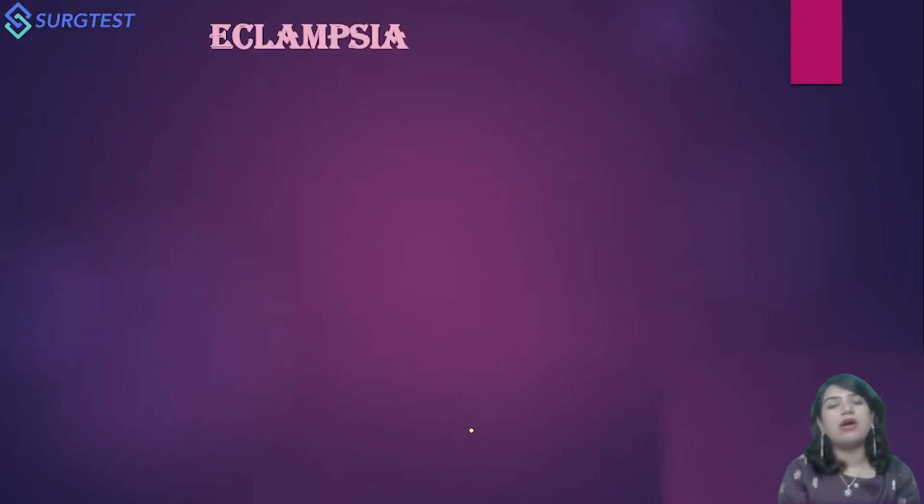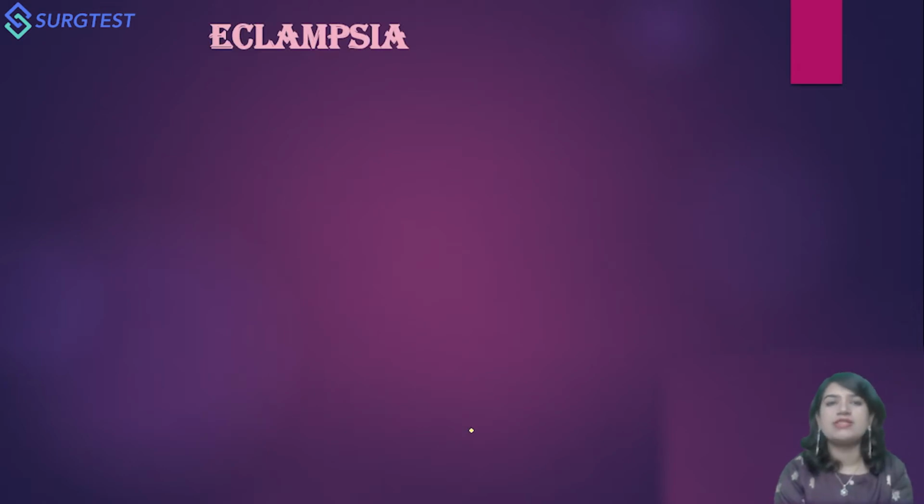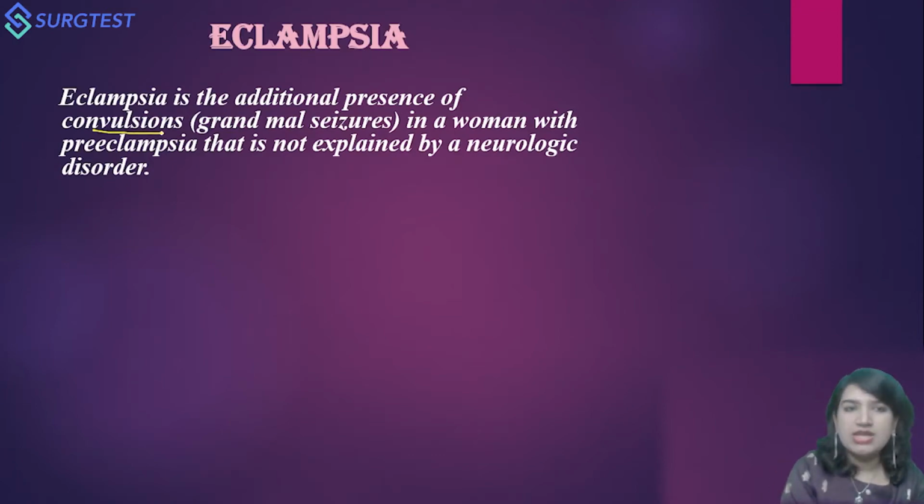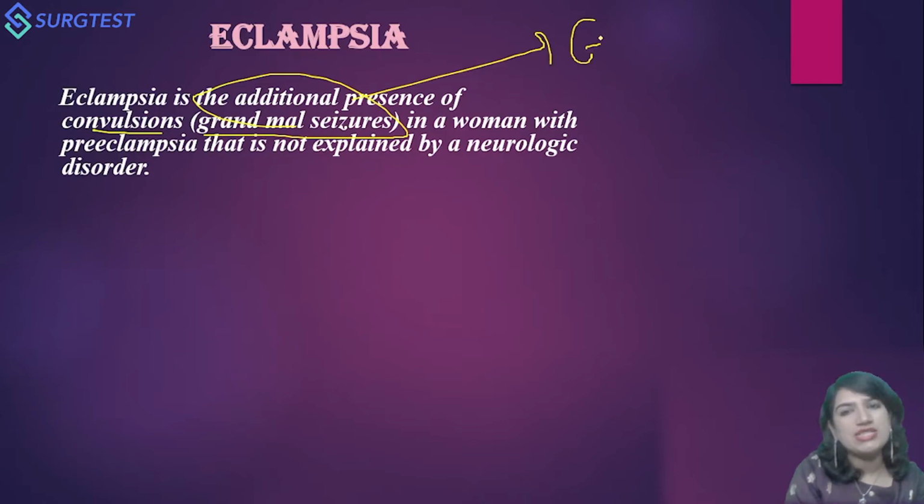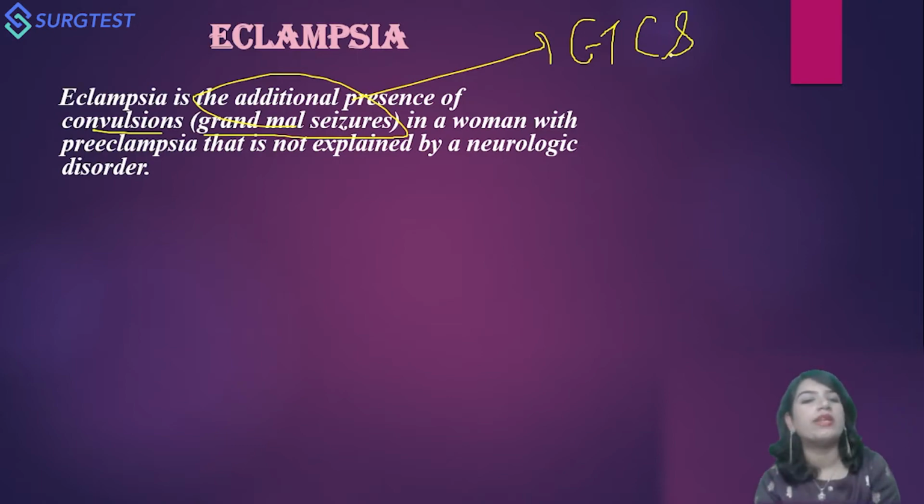So after reading about gestational hypertension and preeclampsia, let's talk about eclampsia. I told you the moment seizures set in, it is straight away eclampsia. So eclampsia is the additional presence of convulsions, which are grand mal seizures. Now grand mal is an old term again. We call it GTCS, generalized tonic-clonic seizures, in a woman with preeclampsia that is not explained by a neurologic disorder. Okay, so any woman convulsing in pregnancy is considered to have eclampsia unless proven otherwise.